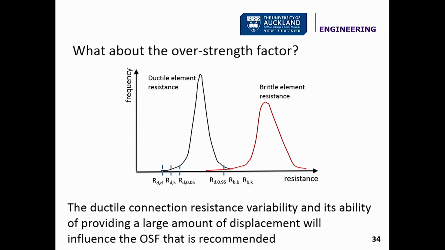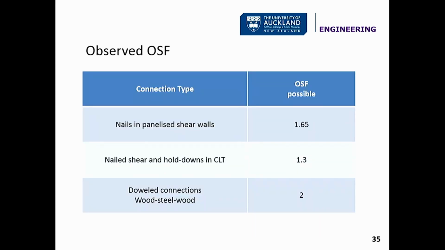And at the other end, we have our brittle element resistance, but it's not necessarily the brittle element in the structure. It also needs to be the brittle failures of the connection. If the brittle failure modes of your connections are not far enough from your ductile resistance, you're still going to have a problem. So that distance is paramount. Brittle failure in the connection needs to be controlled and pushed to the right as much as possible.